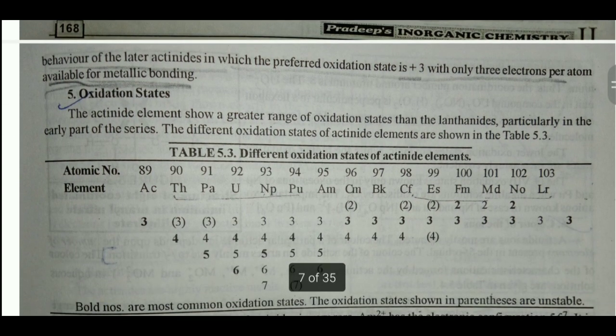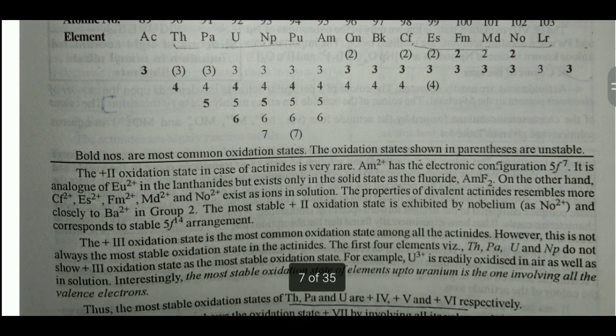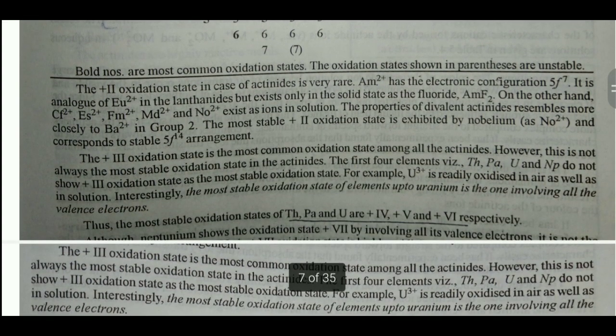Fifth, oxidation states. The actinide elements show a greater range of oxidation states than the lanthanides, particularly in the early part of the series. The different oxidation states of actinide elements are shown in table 5.3. Bold ones are the most common oxidation states. The oxidation states shown in parentheses are unstable.